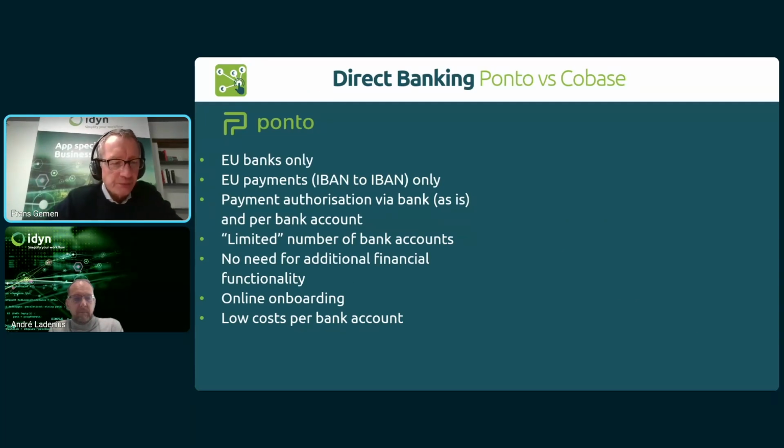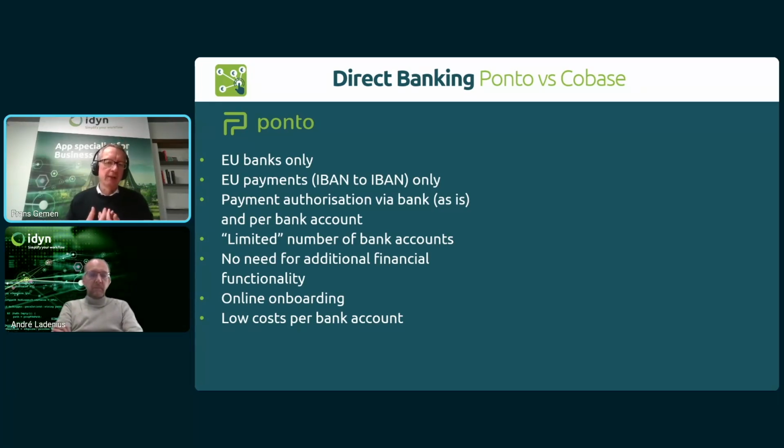So Ponto is based on what we call PSD2 open banking. That's European legislation, so it's only taking care of European banks because they're addressing this legislation from Brussels. Ponto supports only European payments, so the payment must be from IBAN to IBAN. It's not really that Ponto is the bottleneck, but it's the banks. The banks accept only through this procedure an IBAN to IBAN payment.